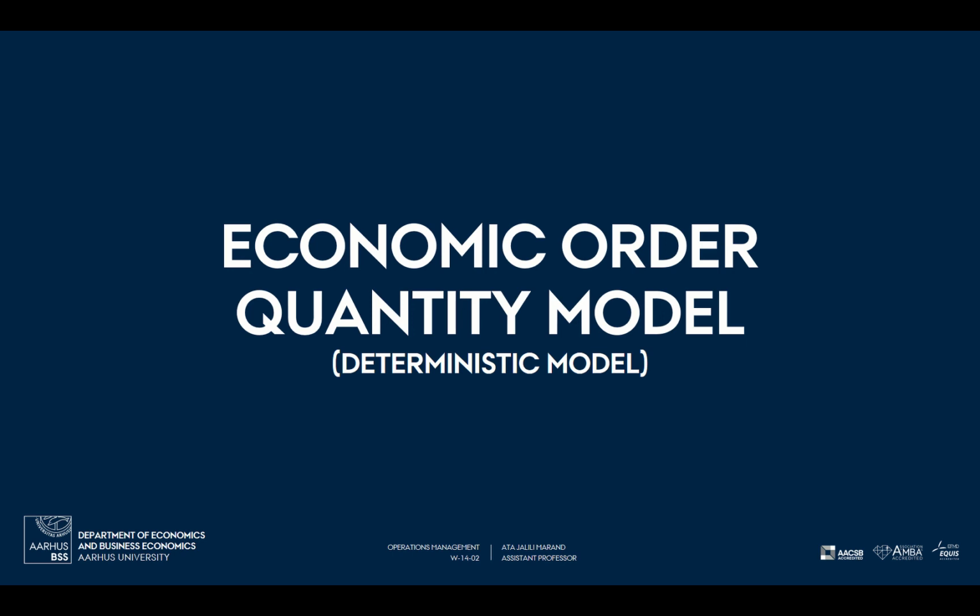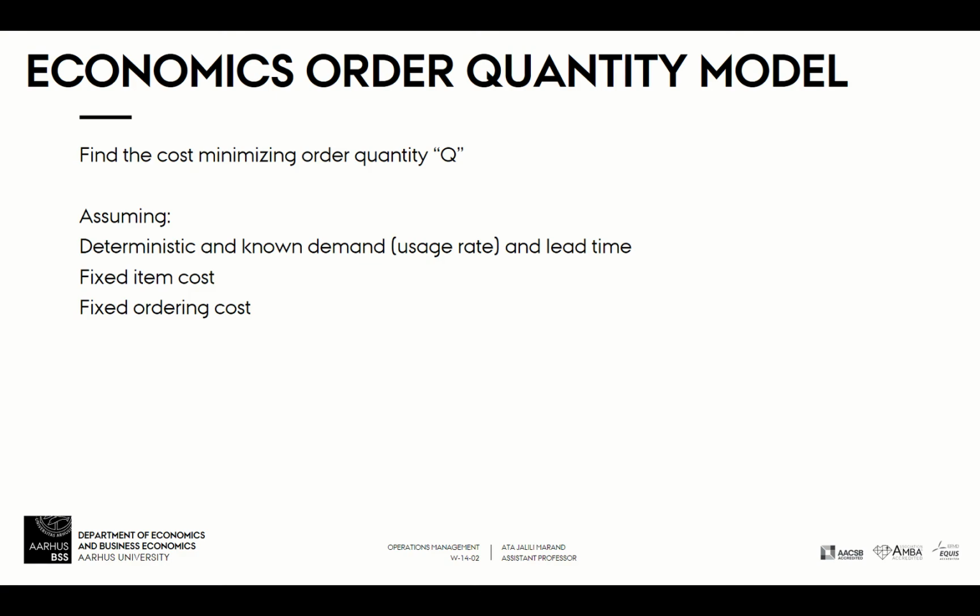Economic order quantity model, or EOQ model. It is a deterministic model. We assume that the demand and lead times are deterministic, there is no uncertainty, and we want to find the order quantity and the order point that will minimize total costs. And we assume that the item purchase cost is fixed. We have inventory holding cost and we have fixed ordering cost.